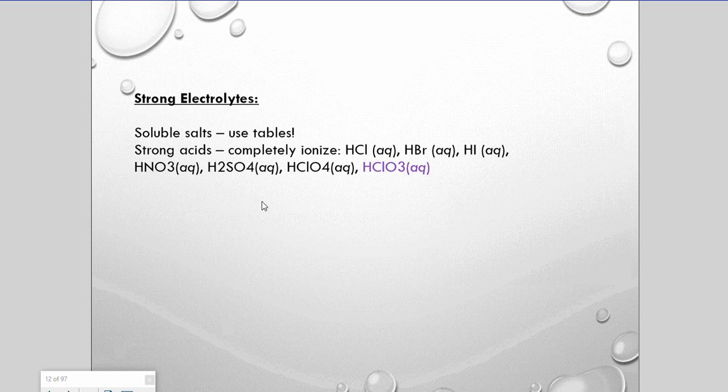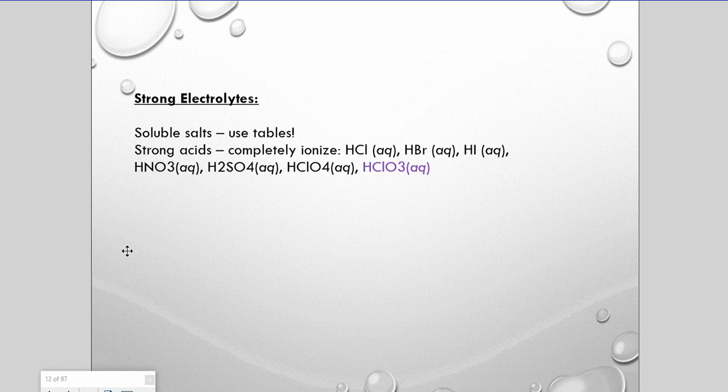Strong electrolytes are soluble salts, and we'll use our solubility tables for that. Get used to a few of the rules here in a bit. Strong acids ionize completely: hydrochloric, hydrobromic, hydroiodic, then nitric, sulfuric, and perchloric, with chloric acid in some lists. There's others that appear in the list too, but generally speaking, those 6 in black are most common, with chloric bringing up the rear.